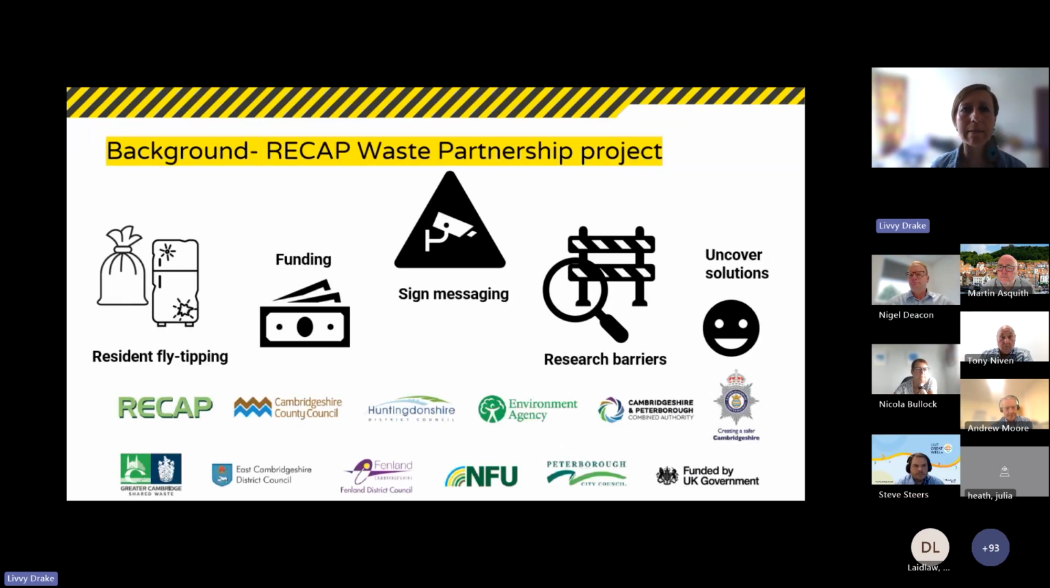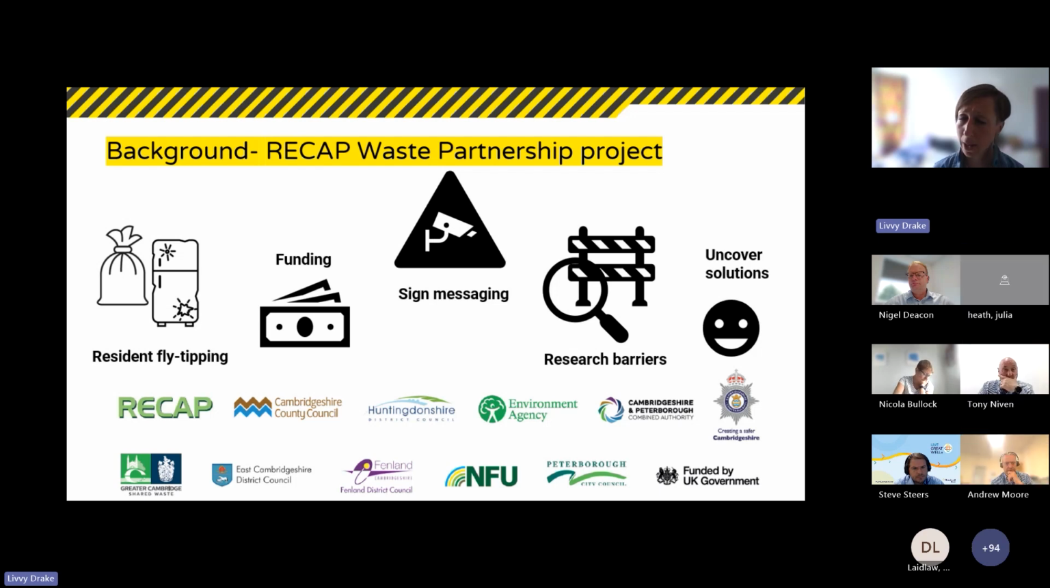So this piece of work and the workshop that you're going to go through, the taster workshop, came about from some work that the Cambridgeshire County Council recap group put together. So they were having some challenges, like all of you, with resident fly tipping. So black bag waste and bulky items. And they reached out for funding to their commissioner, the police commissioner, and then actually went on and got an innovation fund from UKTI because they wanted to look at behaviour change.